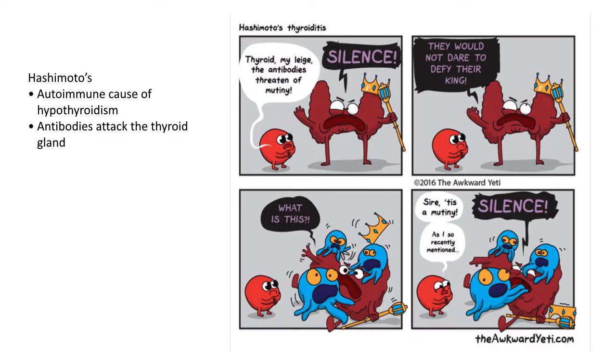This is just a little cartoon showing Hashimoto's thyroiditis. And the little guy says, "Thyroid, my liege, the antibodies are mutinying and they're attacking you," sort of thing. And you can see that in the next slide, you come down, the antibodies have attacked the thyroid gland, etc. So that's Hashimoto's. It's an autoimmune version of hypothyroidism because when the antibodies kill off your thyroid, you don't make thyroid hormone.